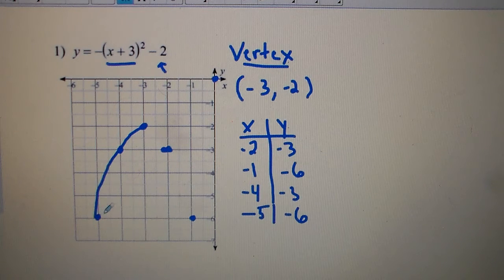We now connect them, trying to make a U shape to the best of your ability. Put little arrows on the ends. When you graph 5 points, that's probably the most accurate, and that's what I'm going to ask of you on a test, if you have to graph the coordinates. And of course, if it's multiple choice, you just have to identify which graph it is.